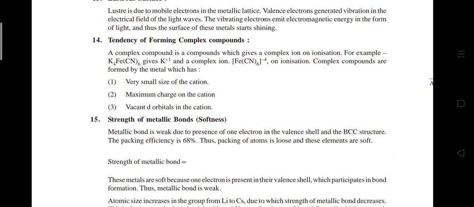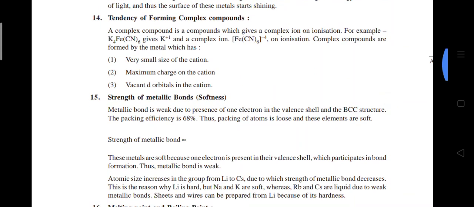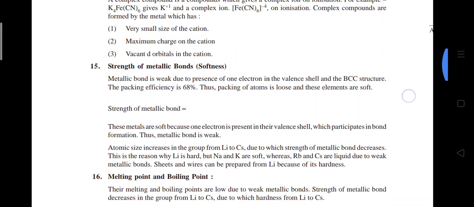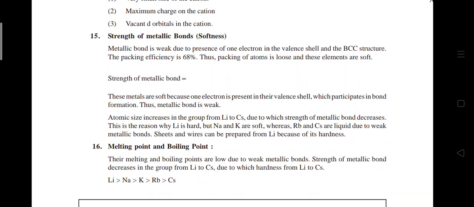Next, tendency of forming complex compounds. A complex compound is a compound which gives a complex ion on ionization. For example, K4[Fe(CN)6] gives K+ and a complex ion [Fe(CN)6]4- on ionization. Complex compounds are formed by metals which have a very small size of cation, maximum charge on the cation, vacant d orbital in the cation.